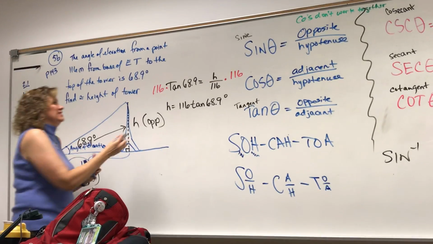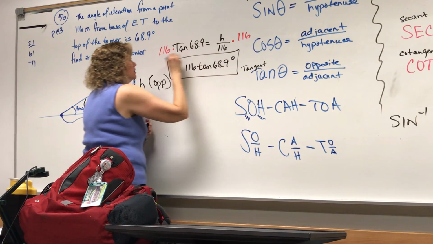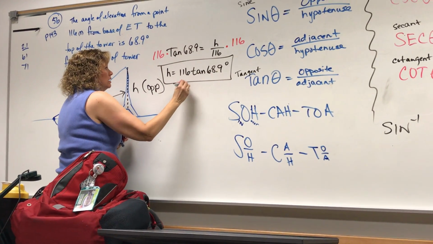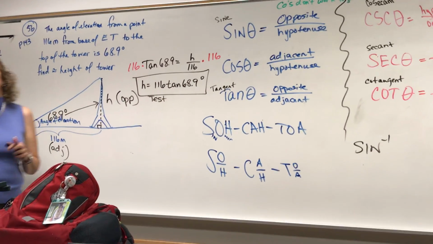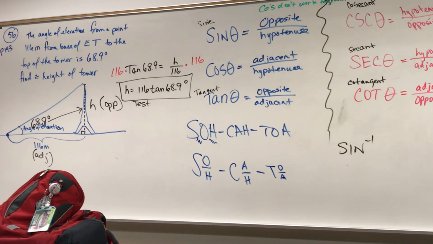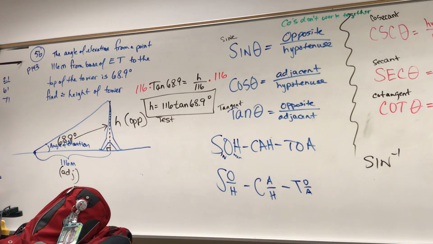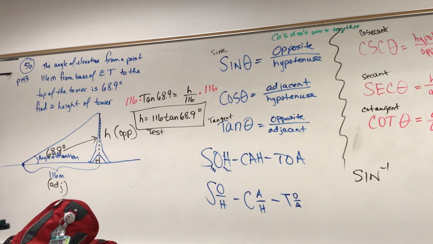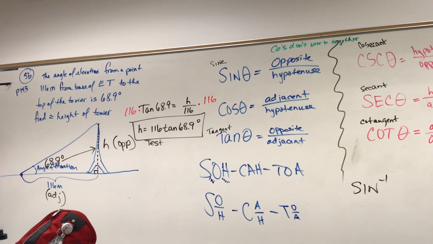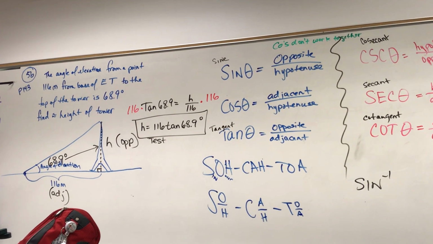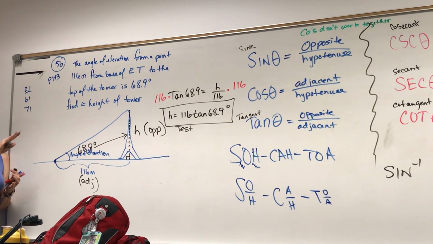On your test, you're going to leave your answer like that because you're not getting a calculator until test number 3. Test number 2, you don't have a calculator. You can't figure out the tangent of 68.9. We're not going to estimate it. And I'm not giving you trig tables. Okay? So you're just going to leave your answer like that.